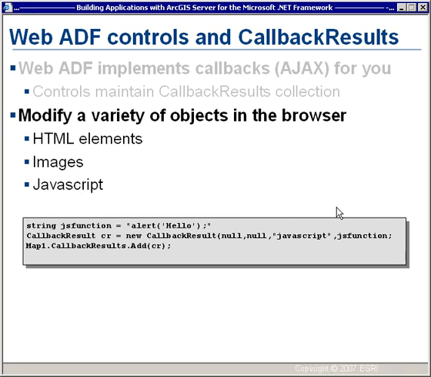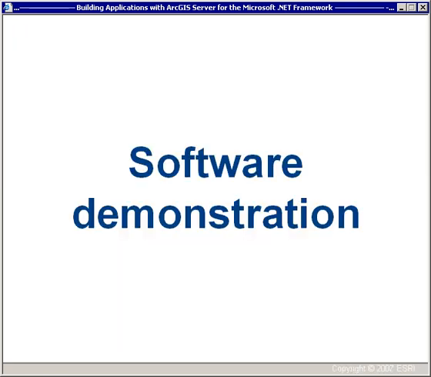And here's an example of how you might do that. In this tool, we're just popping up an alert that says hello. This is a JavaScript function. We configure that string. Okay, we write some JavaScript. We create a new callback result object. We tell it that it's JavaScript, and we pass it that string. Then all we do is add it to the callback results collection of the map. We're done. The Web ADF takes care of the process of processing those callbacks and sending the results to the client and executing the JavaScript or whatever other elements that we want to manipulate.